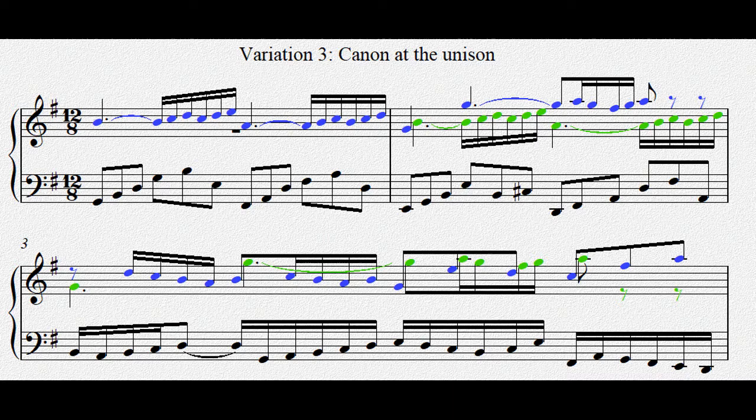And the follower is shown here in green notes. And if you look carefully, hopefully you can see that the green notes are exactly the same as the blue ones, but they start a bar later than the blue ones. And if I play them together, blue and green, they sound like this.